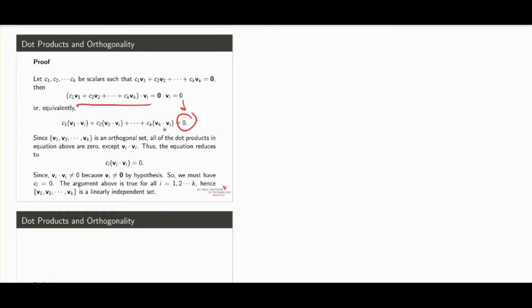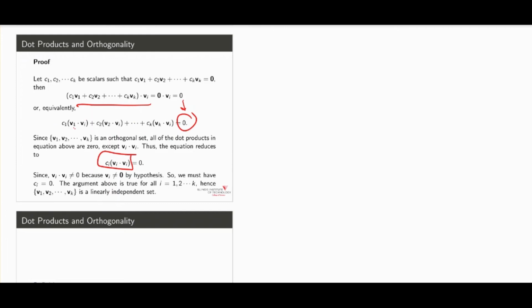The only terms that survive here is the i terms. Do you see that? If your i is different from 1, this is 0. If your i is different from 2, this is 0. The only term that survives on the left-hand side is the Vi, and you have ci, Vi dot Vi. This is the only term that survives. The rest of it, they are all 0.